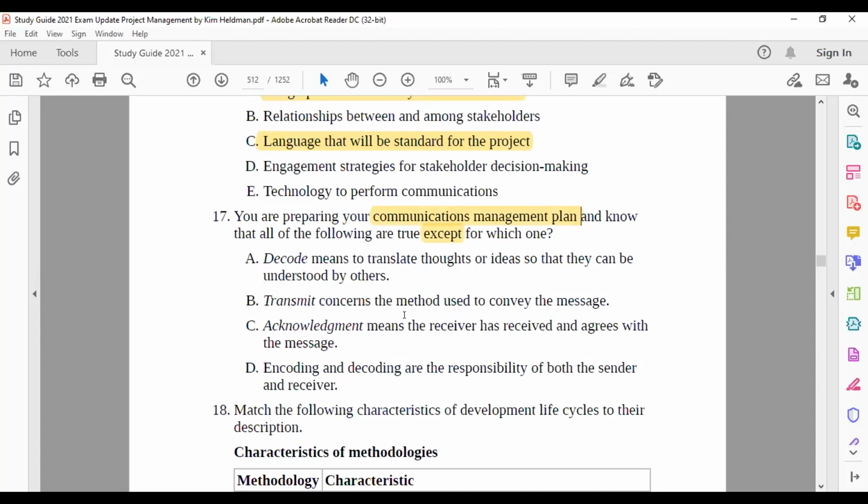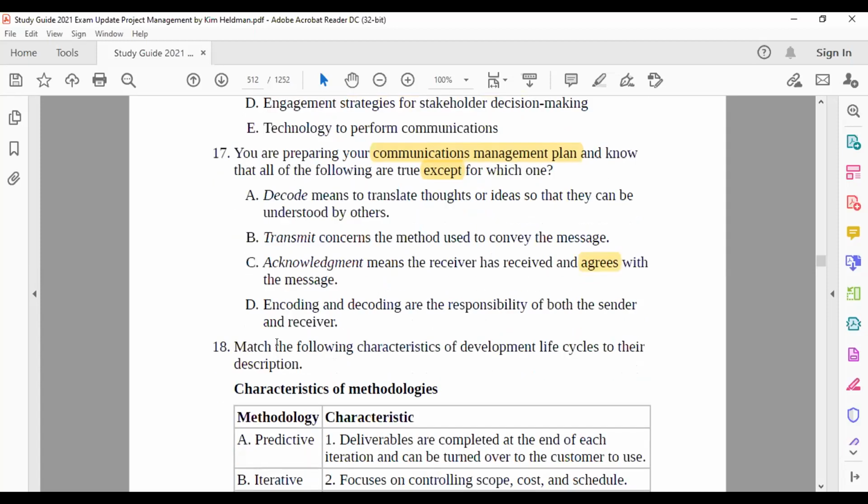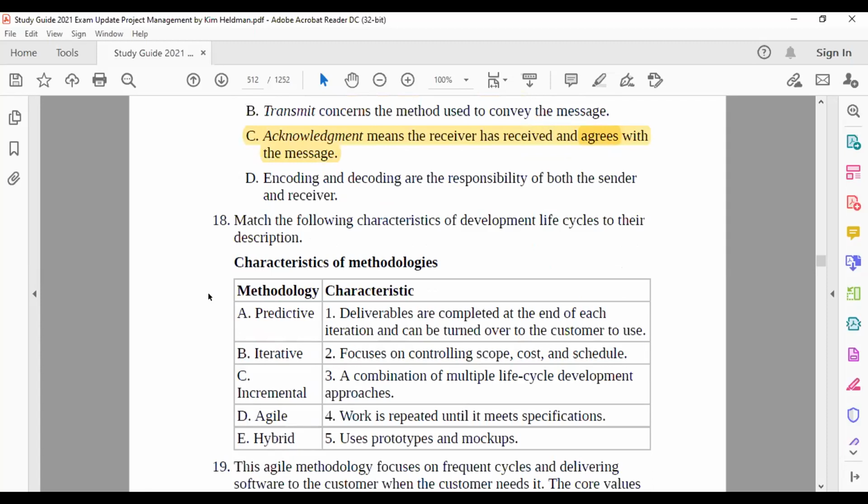Acknowledgement means the receiver has received. And agree. Acknowledgement means agree? No. No, so this is the wrong answer. So C is the answer for this. 18.